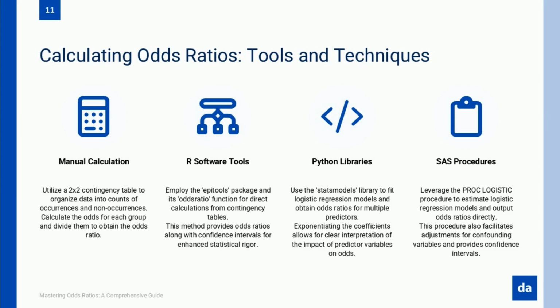Calculating adjusted odds ratios through logistic regression is a prime example. This method enables researchers to control for confounding variables, isolating the effect of a specific factor while accounting for the influence of others. In complex studies where multiple variables may impact the outcome, this approach is invaluable for obtaining accurate and meaningful odds ratios.